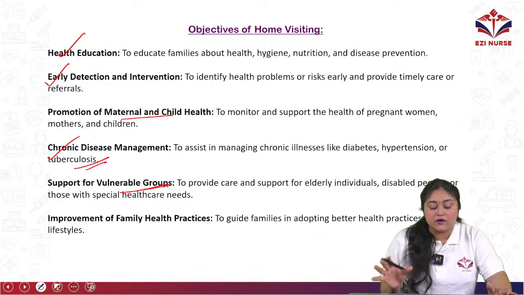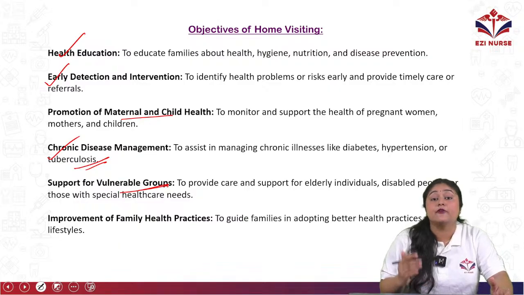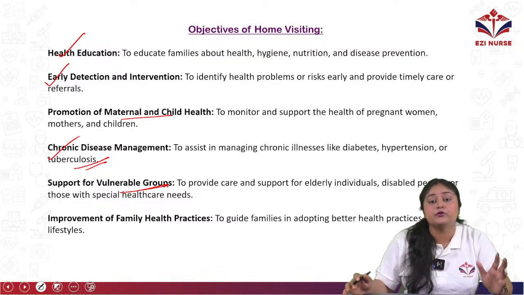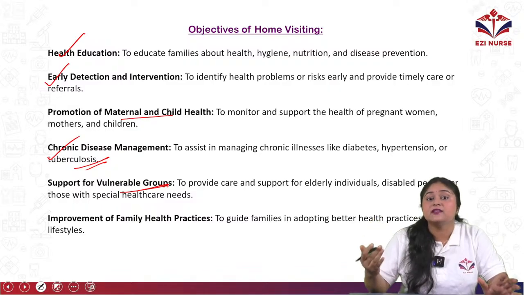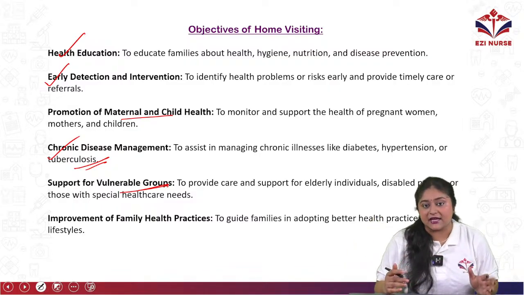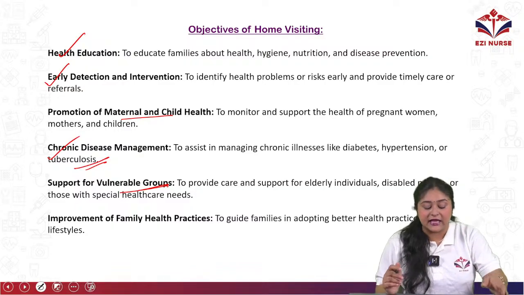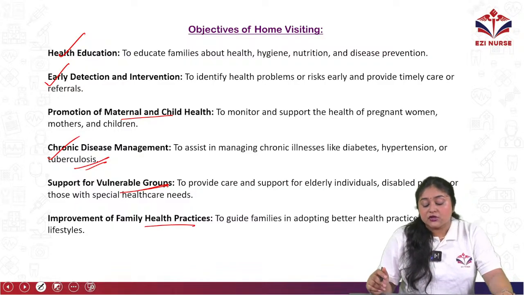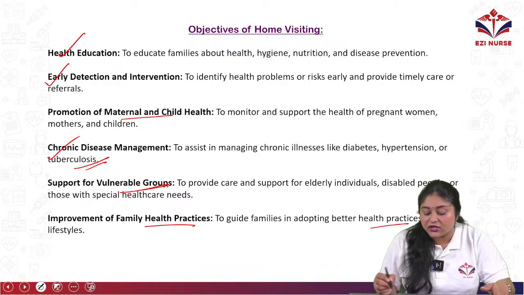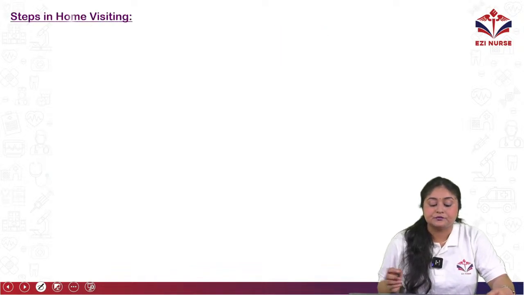So for those kinds of people, we have to provide proper care and support, and we have to advise them to shift to urban areas to take care of their health and well-being. Next one is the improvement of family health practices, to guide families in adopting better health practices and lifestyle.